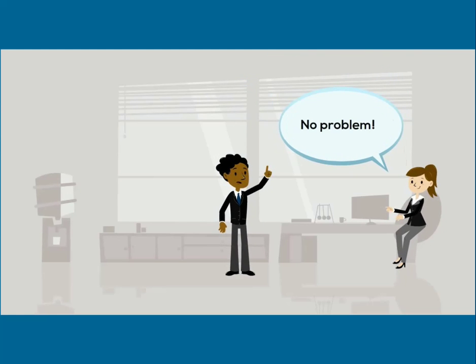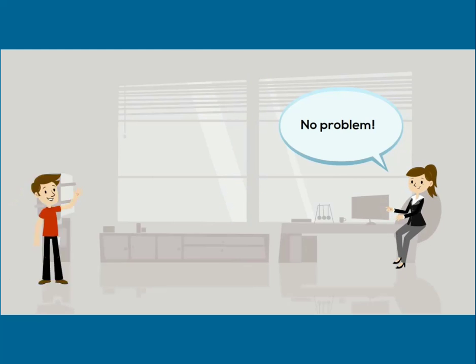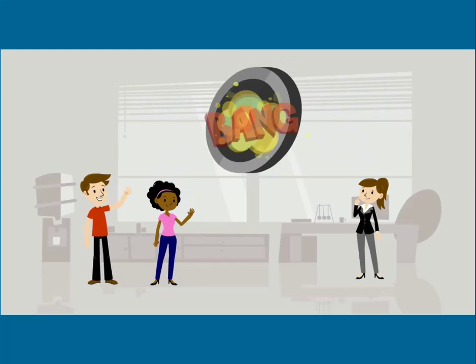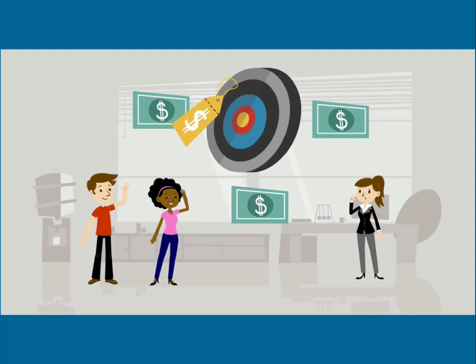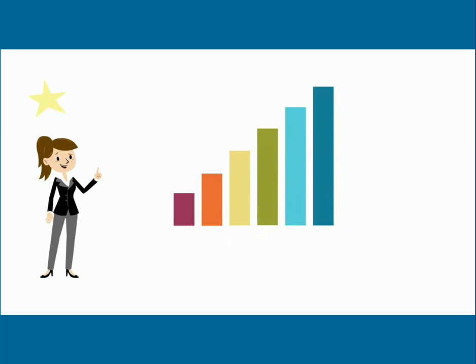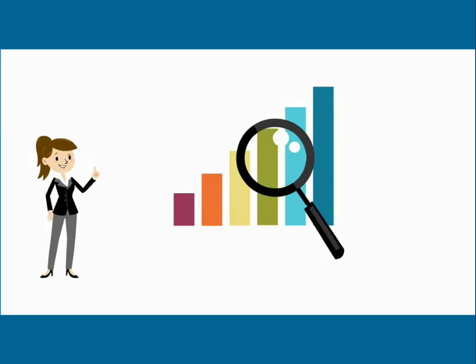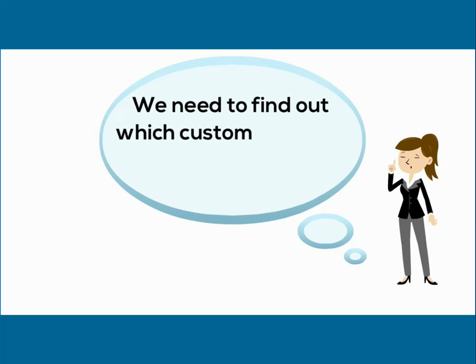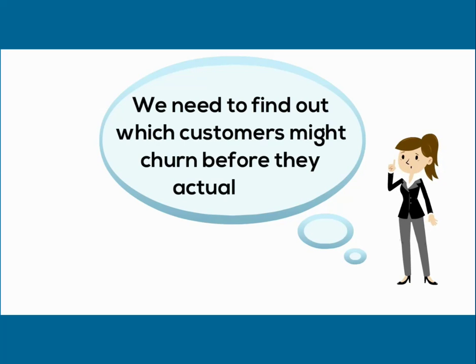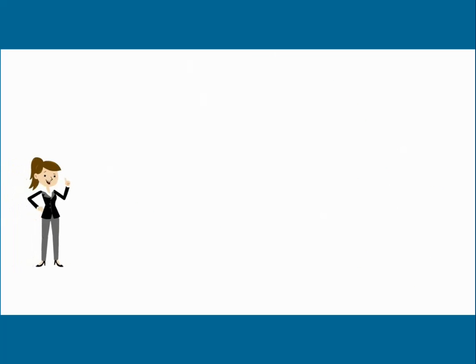No problem, says Jane. My marketing team has a great incentive for customers, but we need to target those customers who are most likely to churn because we can't afford to offer the incentive to everyone. Jane is a smart marketer and knows from experience that better analytics will help her achieve her goal. She identifies a need for a predictive model to find out which customers might churn before they actually do.